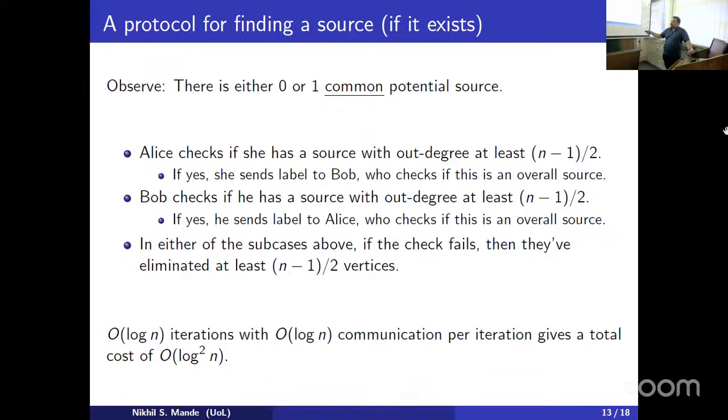So what happens in this protocol is at each step, Alice sends log n bits to Bob, and Bob potentially sends log n bits to Alice. If they found a source, they found a source. Else, they've eliminated at least half of the other vertices, and recurse on the in-neighbor. So you get log n iterations with log n communication per iteration. The total cost is order log squared n.